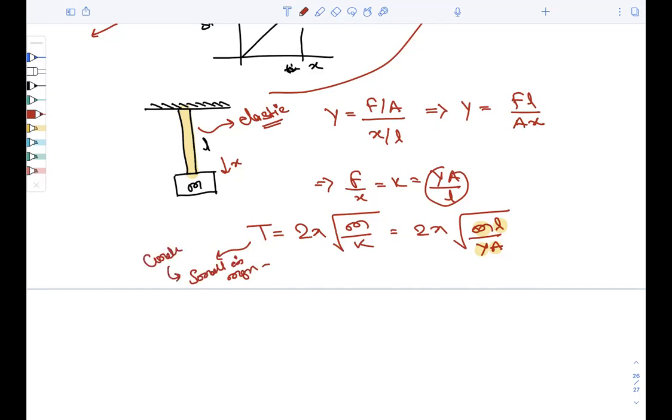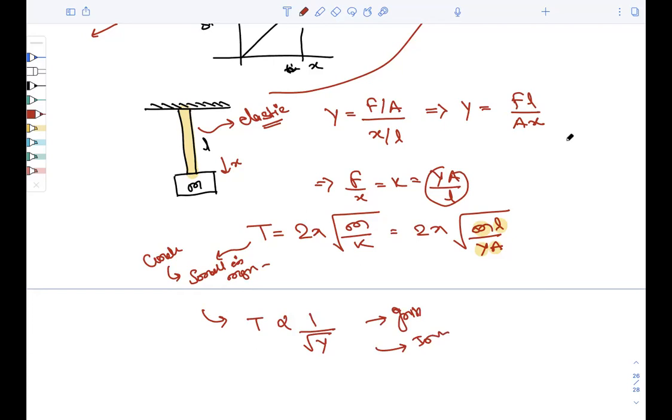First conclusion. Second conclusion, you can talk about T being inversely proportional to root Y. You can also make its graph, or you can interpret it, because Young's modulus is the property of the material that we are taking.